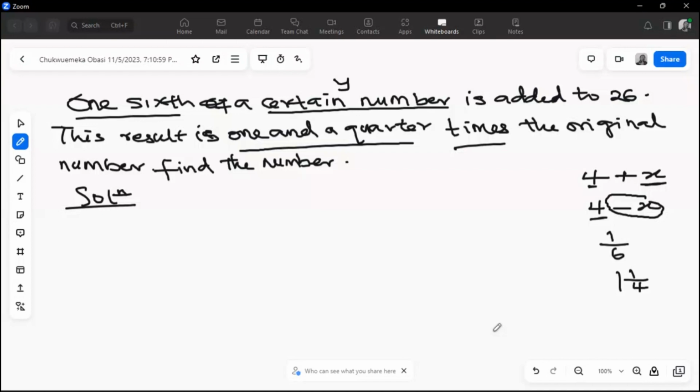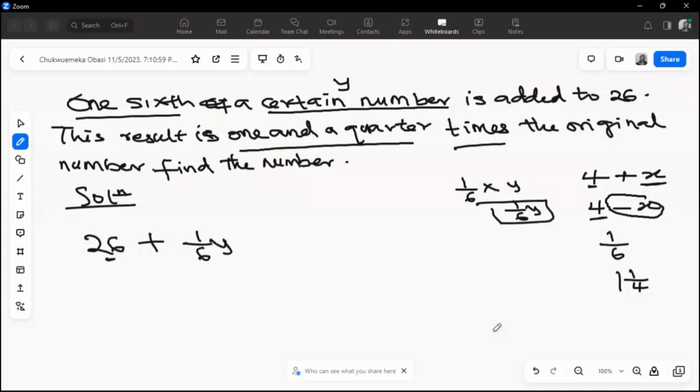So now we have 1/6 of a certain number, y. That would be 1/6 times y, and that will give me 1/6y. So take note of this quantity. And so we say 1/6 of a certain number is added to 26. We already have 26, so we are adding 1/6y to 26.